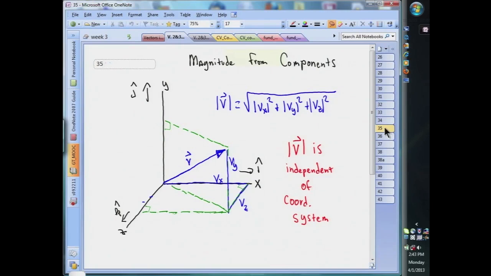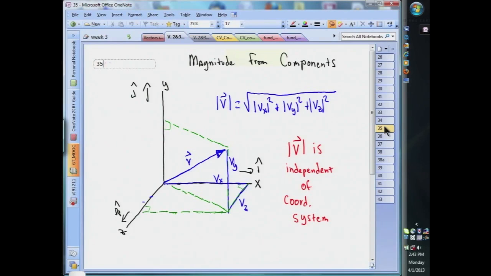Now let's emphasize that the magnitude of a vector is independent of the coordinate system. So even if we change coordinate systems, and therefore the components of the vector will typically change, applying the Pythagorean theorem to the new components will still yield the same magnitude.